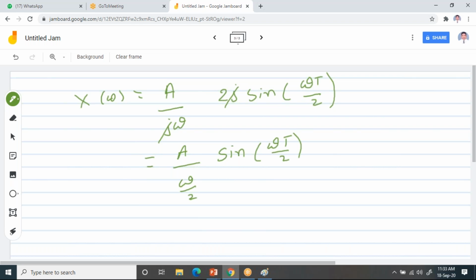So when you take a by b by c, you can write it as ac by b. So this you can write it like this, and when you take this 2 in the denominator, then it becomes the same equation you are going to get. Now here I have sine omega t by 2. Here also I have omega by 2. What I have to do is, I'll multiply and divide the numerator and denominator with t.